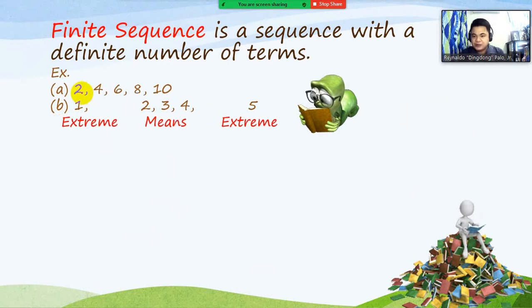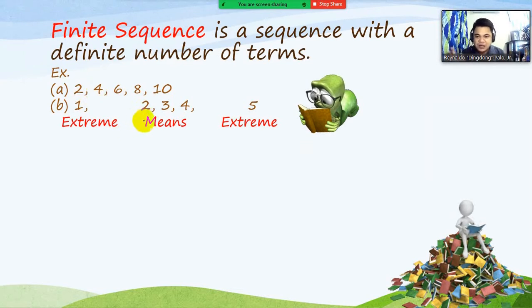So for example, letter A, we have 2, 4, 6, 8, 10. How many terms are there? There are 5. So if that's the case, we can say that this is an example of finite sequence because you can actually see the actual number of terms. So 2, 4, 6, 8, 10. And also, for letter B, we have 1, 2, 3, 4, 5.